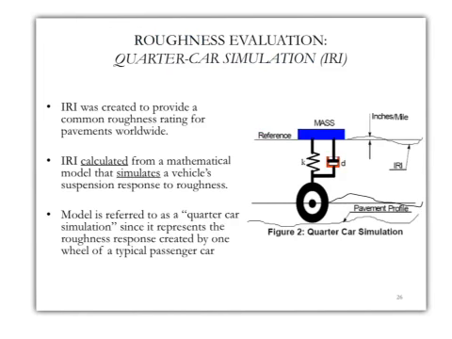As I mentioned before, one of the major reasons for coming up with the IRI index is to provide the pavement community with a very common roughness rating for pavement worldwide. The way we measure IRI is from a mathematical model that simulates the vehicle suspension response to roughness. And as I said before, we say quarter car simulation because it represents the roughness response created by one single wheel of a typical passenger car.